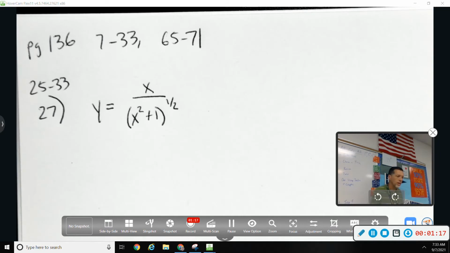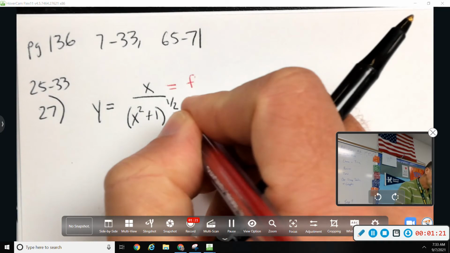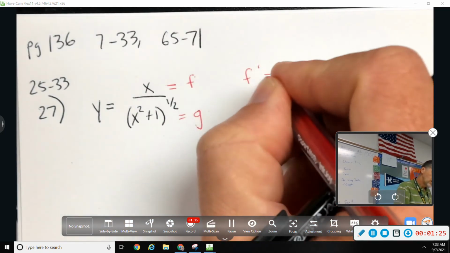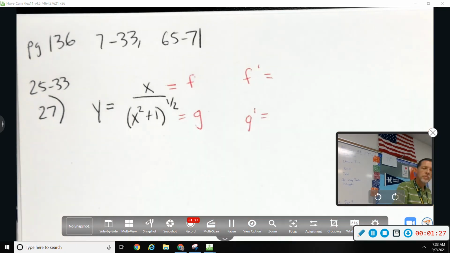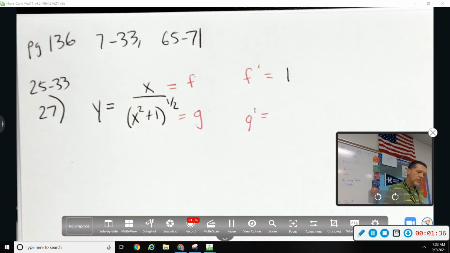Quotient rule, because we got division going on. So let's call the top one F and the bottom one G. So we need F prime and G prime. And then we'll put it all together using the quotient rule. Well, F prime's easy. G prime.